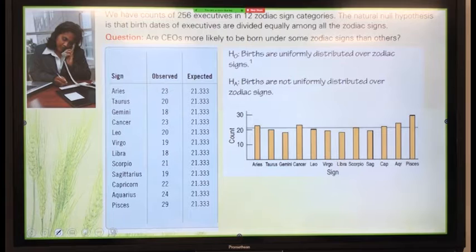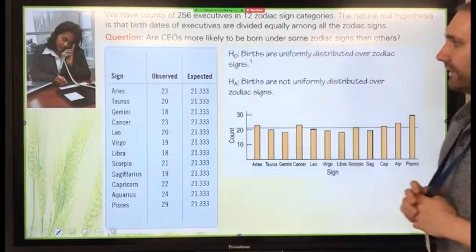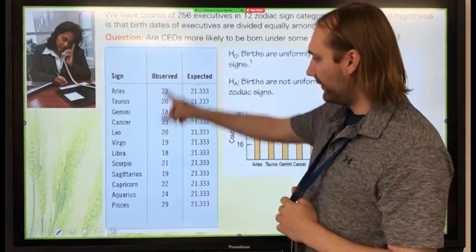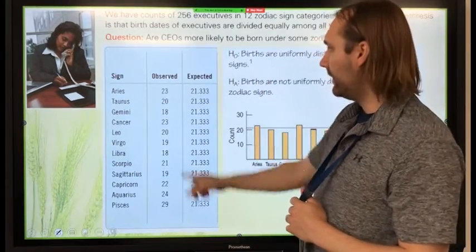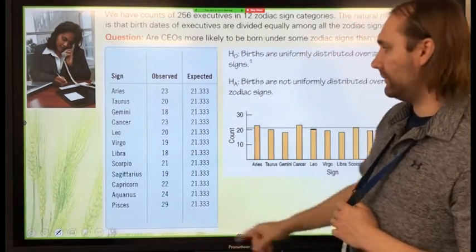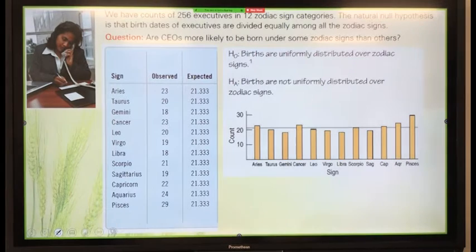My null: births are uniformly distributed across the zodiac signs, so they're evenly distributed. My alternative: births are not uniformly distributed, so there might be one month that I see more than another. I went ahead and put our table here. Here are our observed values. Where are you going to put this? In L1. And my expected? L2. And then calculate the goodness of fit and determine whether or not you reject or fail to reject the null.